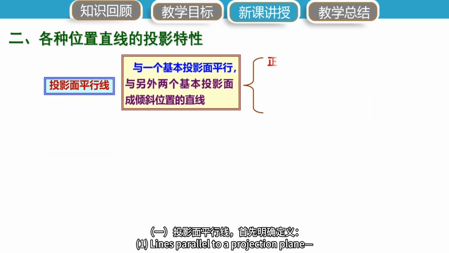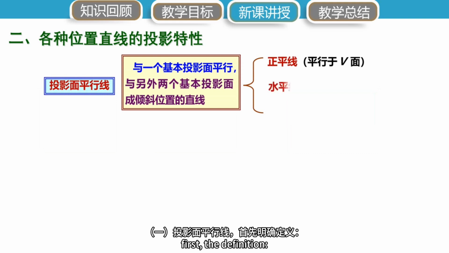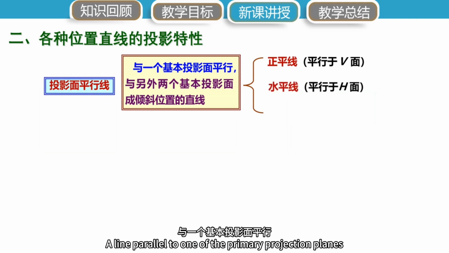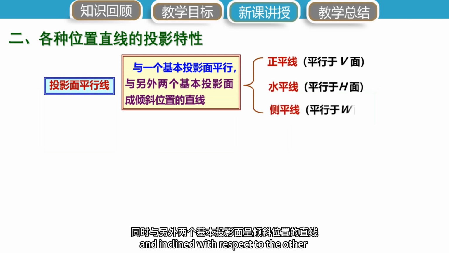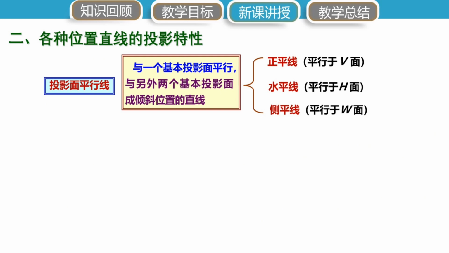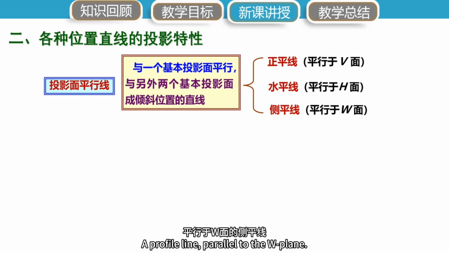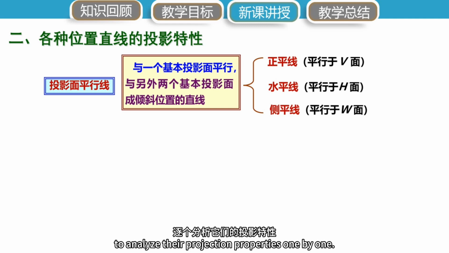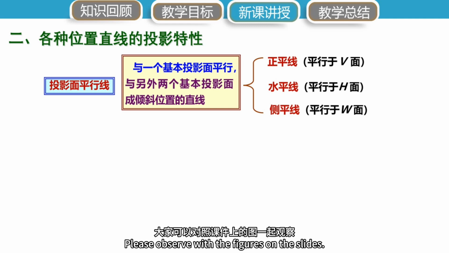First, lines parallel to a projection plane. First, the definition. A line parallel to one of the primary projection planes, and inclined with respect to the other 2 primary projection planes, is called a projection plane parallel line. Since there are 3 projection planes, it can be further divided into 3 types. A frontal line, parallel to the V-plane, a horizontal line, parallel to the H-plane, a profile line, parallel to the W-plane. We will use specific examples to analyze their projection properties one by one. Please observe with the figures on the slides.